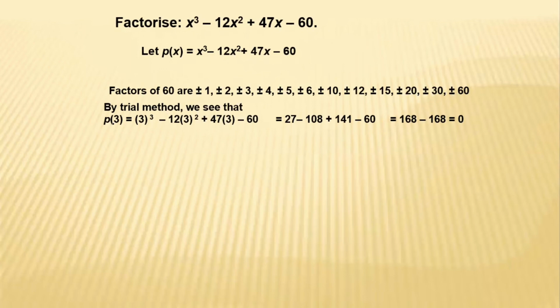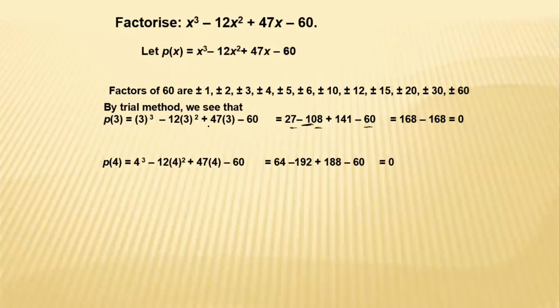So we put p of 3 in this polynomial. In place of x, we are putting the value of 3. So 3 cube is 27. 3 square is 9, and 12 into 9 is 108. 47 multiplied by 3 is 141, and minus 60. When I add this, I'm getting 168 minus 168, which is 0. Minus 108 minus 60 is minus 168, and 27 plus 141 is again positive 168. This is how we get 0. So we understand that x minus 3 is definitely a factor of this given polynomial, because p of 3 is equal to 0.